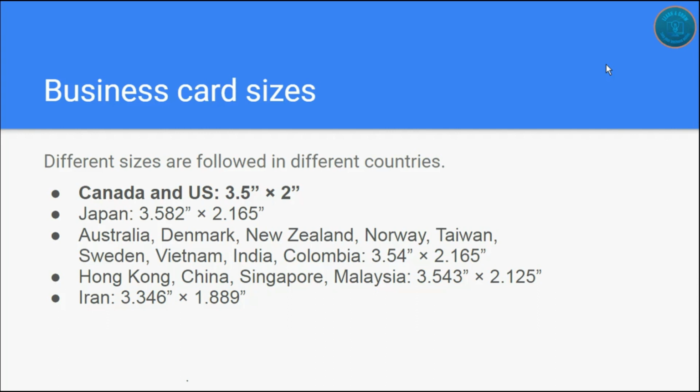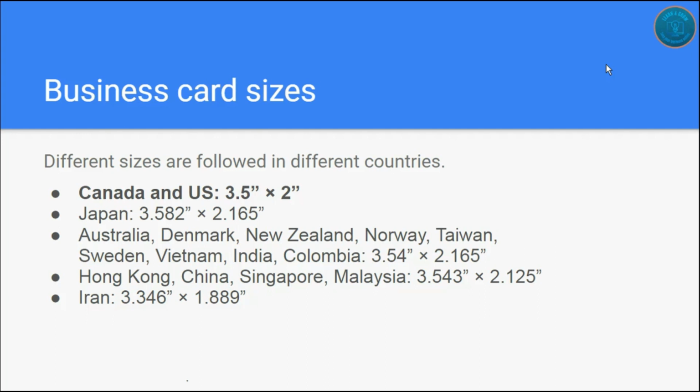Now the business card comes in various sizes, and here is a list of the different types of sizes. We will be mostly focusing on 3.5 inches by 2 inches, which is the standard size for US and Canada. The other sizes are 3.582 by 2.165, which is followed in Japan, and in Australia, Denmark, New Zealand there are different sizes as per the list. Also you can look for the different sizes that are being followed in different countries.